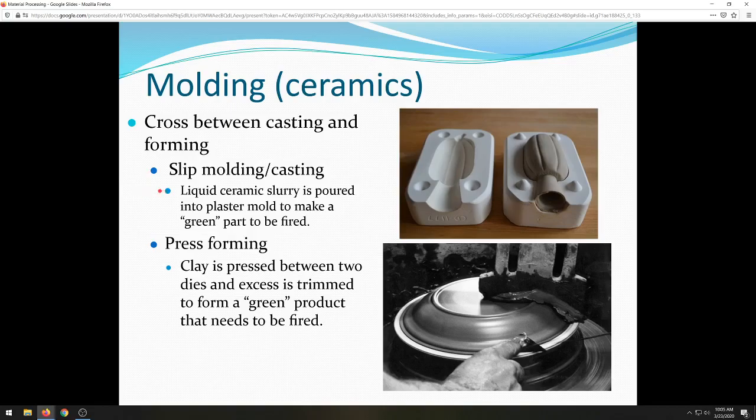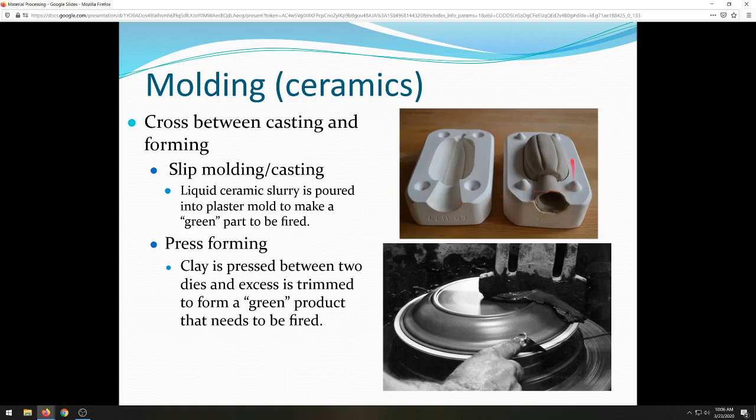So you take that ceramic slurry and you pour it into a plaster mold, and there's special types of plaster for this. It's a two-part plaster mold, and so you can see the two halves of this, and you can see the alignment pins here.